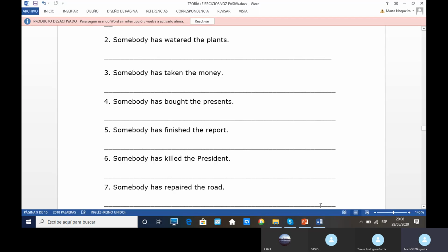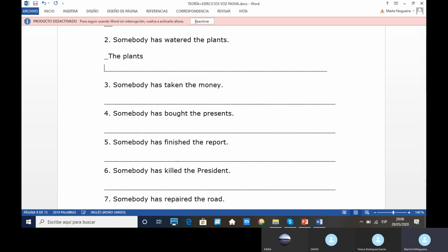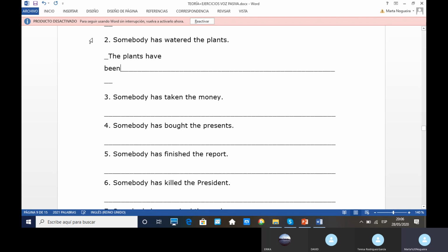Okay, guys, let's see. Somebody has watered the plants. The plants have been... ¿Por qué? ¿Por qué?